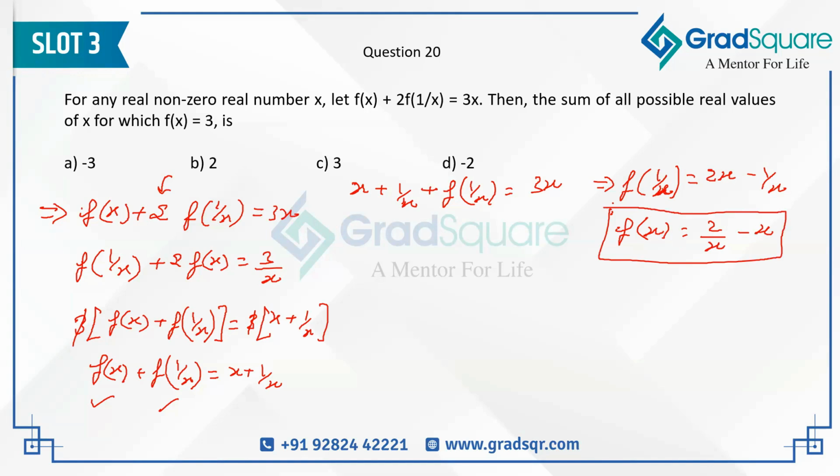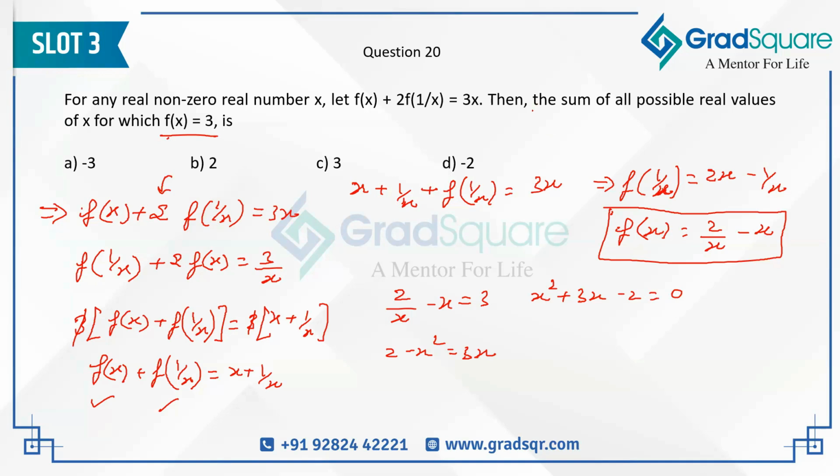Now, what is the question asking you? The sum of all possible real values of x for which f of x is equal to 3. So what are we saying? We are saying 2 by x minus x is equal to 3. So what are we getting? 2 minus x square is equal to 3x. So what are we getting? x square plus 3x minus 2 is equal to 0.